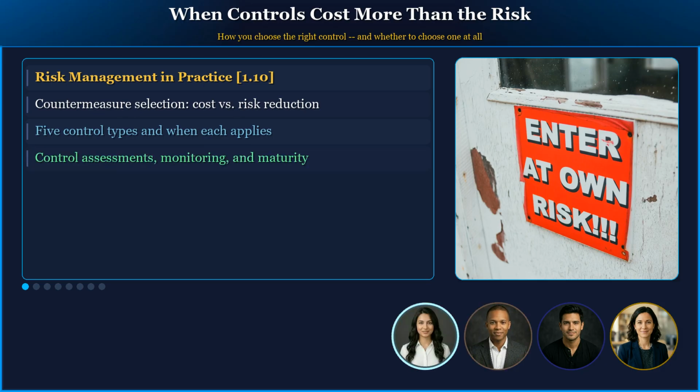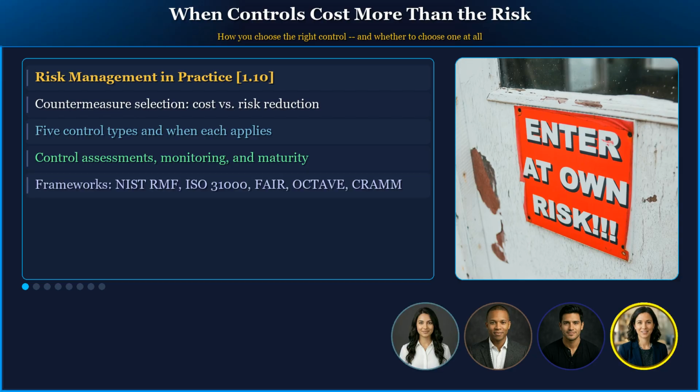If you have been wrestling with how control selection actually connects to the numbers, this is the video where it all comes together. You are in the right place, and this part of Domain 1 is more testable than most candidates realize. Today we are covering countermeasure selection and cost-benefit analysis, the 5 control types, how control assessments work, and monitoring and maturity models. We will also break down the major risk frameworks: NIST Risk Management Framework, ISO 31000, Factor Analysis of Information Risk, OCTAVE, and CRAMM. This is part 2 of risk management, so build on 1.9 before diving in.